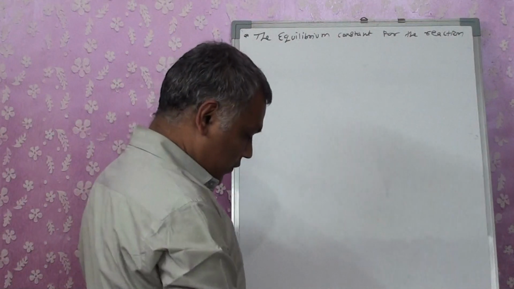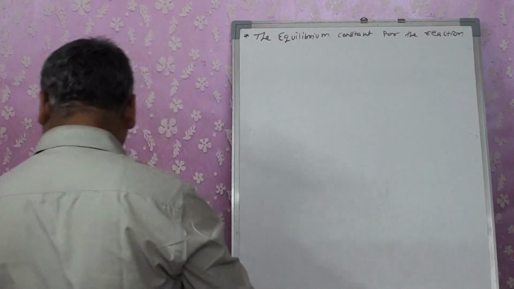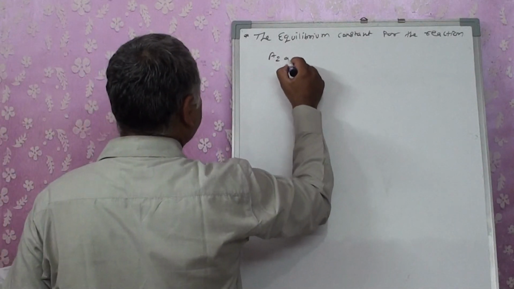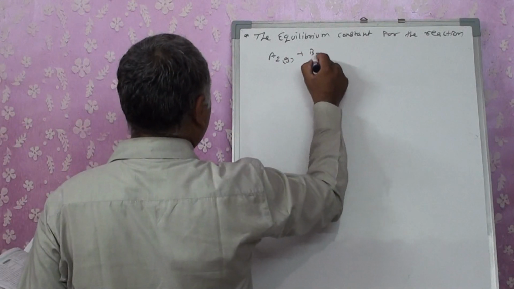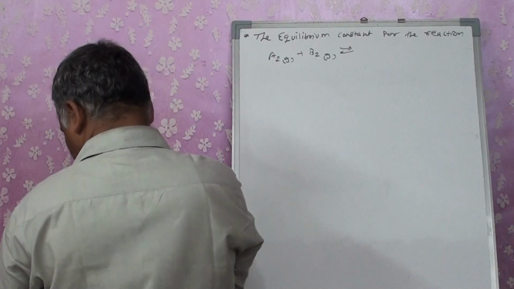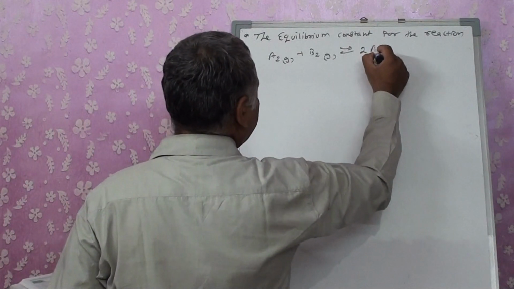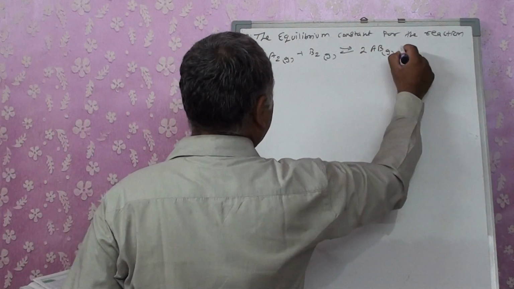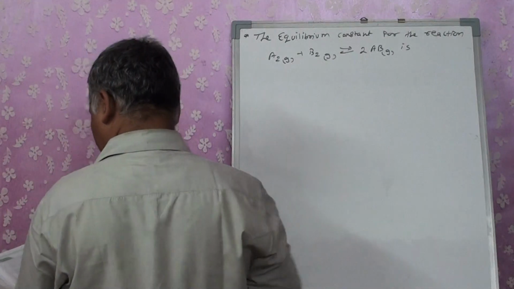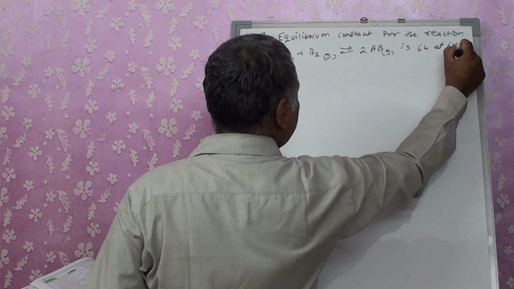Now they have given us the equilibrium constant for a reaction. The reaction is given to us as A2 plus B2 getting converted into 2AB, and the equilibrium constant is 64 at 600 K.